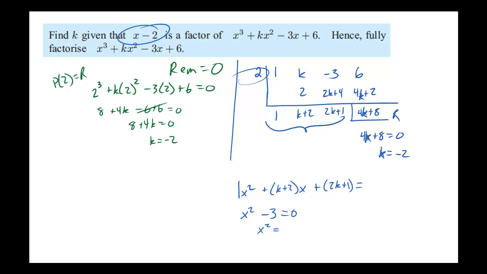I got x squared minus 3 equals 0. Add the 3 to both sides. Square root, x equals plus or minus root 3. Now, it does say fully factorized, so that means my final answer needs to look like this. x minus 2, x plus the square root of 3, x minus the square root of 3. And that right there, my friends, is our final answer.